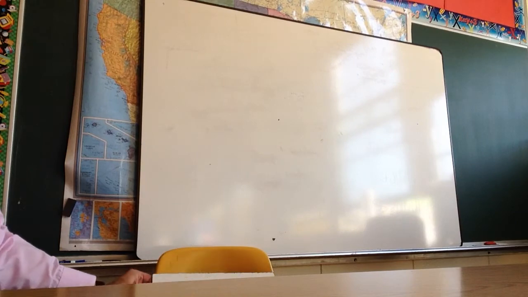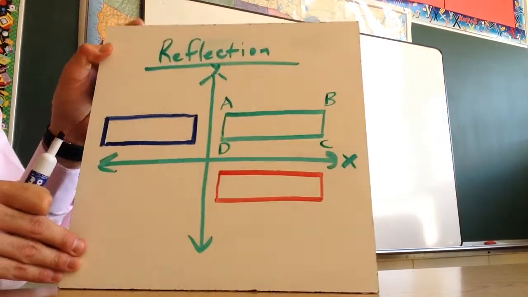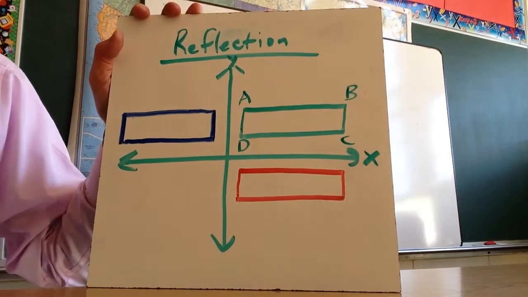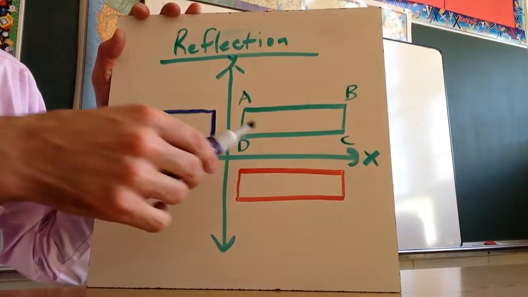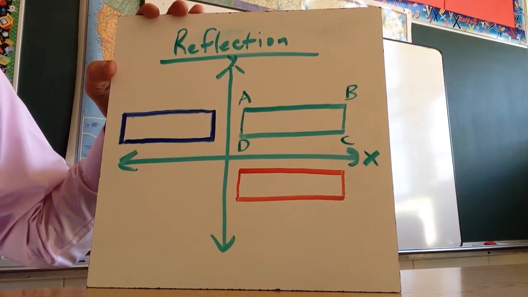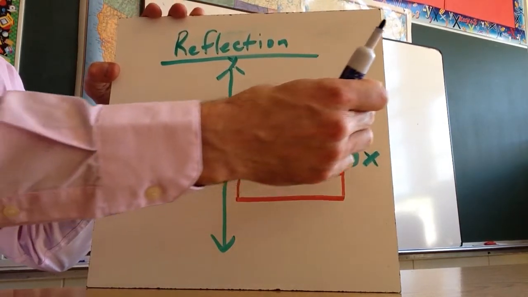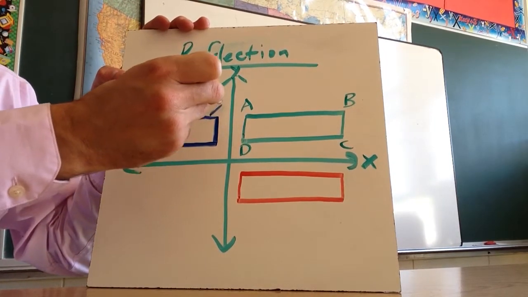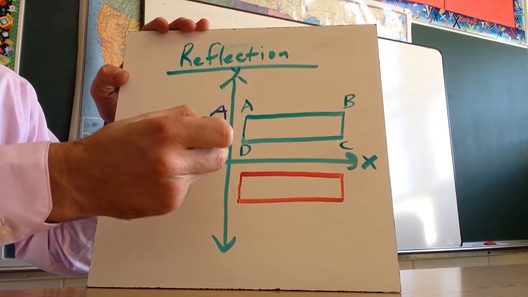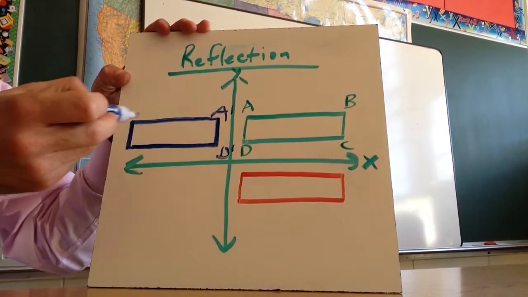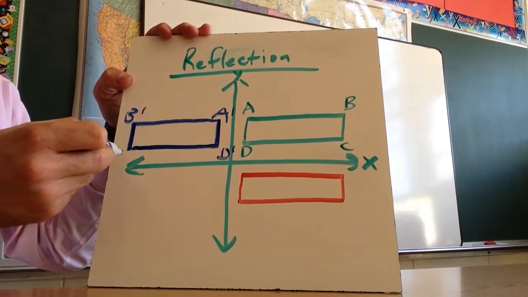All right, I want to talk next about reflection. So the idea is reflection can be thought of as a flip. So if you think of A, B, C, D as my original shape, if I were to reflect this or flip this over the y-axis, which is here, I'm going to take this shape and I'm going to move it this way. So this will be A, and this will be D, right? So I guess call it A prime and D prime. And then as I flip this, this would be my B, and this would be my C.